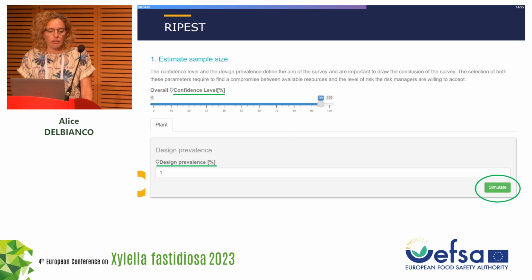And then I have to set my confidence level and design prevalence. Here I put 95% of confidence level and 1% of design prevalence. Now I can calculate and estimate my sample size.